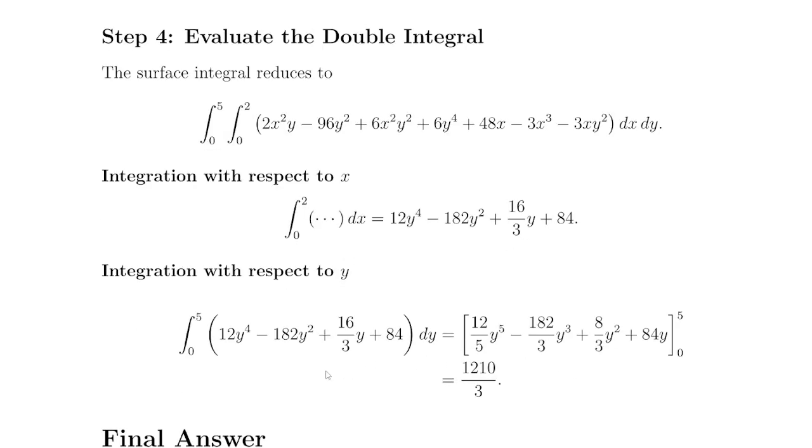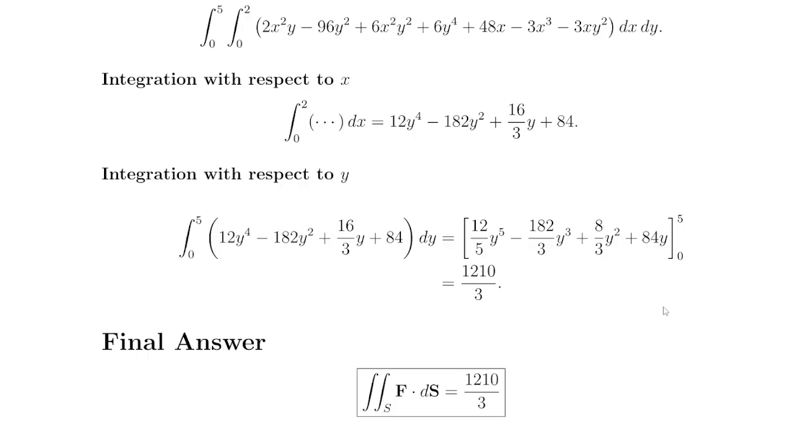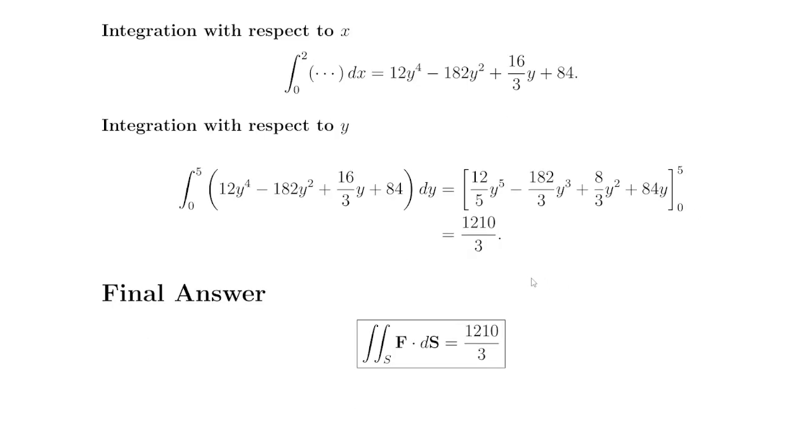Then we integrate that with respect to y from 0 to 5, and get 12 fifths y to the fifth minus 182 over 3 y cubed plus 8 thirds y squared plus 84y. Plug in 5, plug in 0, subtract, and end up with 1,210 over 3 as our final answer.